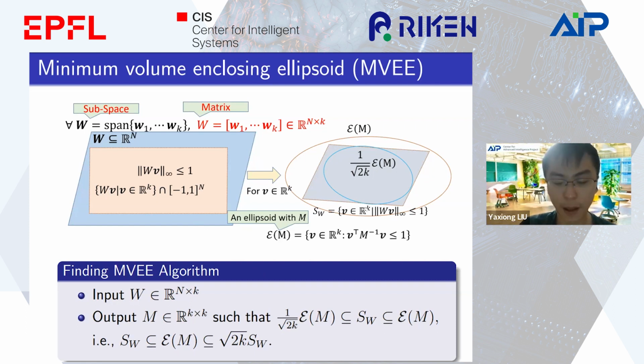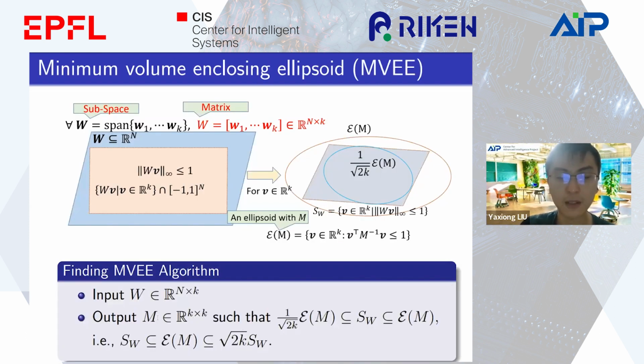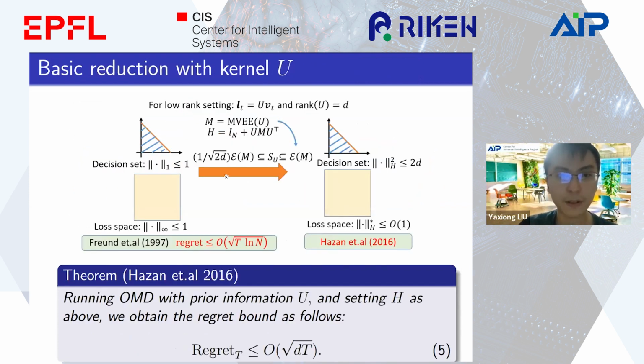Meanwhile, a constant times this ellipsoid is contained by the previously mentioned subset, and we will use this ellipsoid M in our result. Okay, this is a basic reduction if the kernel is known. Compared with the Hedge algorithm, where the decision set is bounded with L1 norm 1 and the L infinity norm is 1, in the low rank case the decision set is bounded with respect to the rank of the kernel, and the loss space here is bounded by 1.